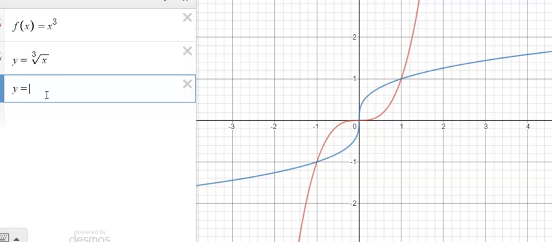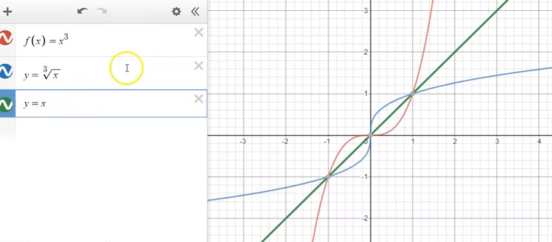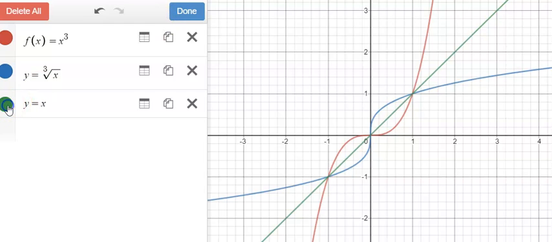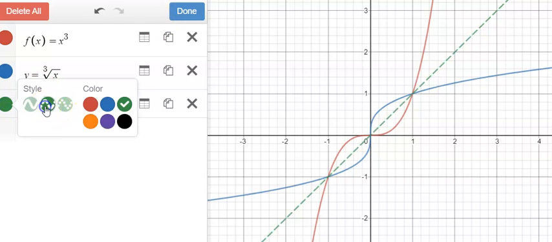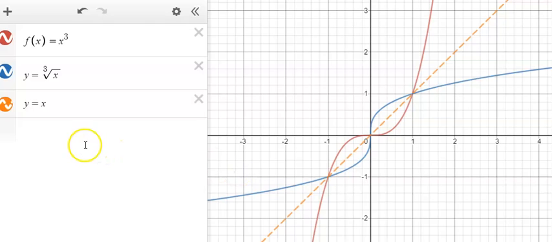I'm going to do y equals x. This is your parent function for linear. Let me scoot up here so you can see what I'm about to do. I'm going to change this one to a dashed line, and I'm going to make it orange. There you go. So what I want to show you is that the actual function itself, f of x equals x cubed, which was your red graph, and your function y equals cube root of x, which is your blue graph, are actually reflected over that line y equals x.